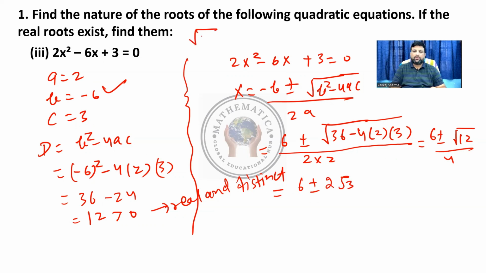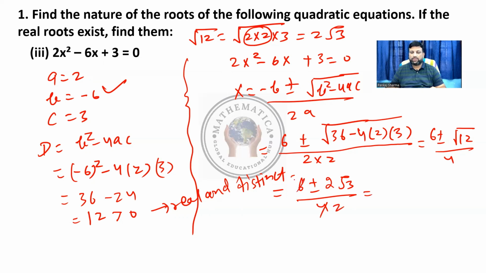Root 12 we can write like that. Root 12 is equal to 2 into 2 into 3. So here you can see we are getting a pair of 2. So 2 we can take out and write 2 root 3. So I am writing 2 root 3 divided by 4. We can divide the whole equation by 2 also: 2 over 4, 6 over 2, and this 2 over 1. So we can say that 3 plus minus root 3 divided by 2.